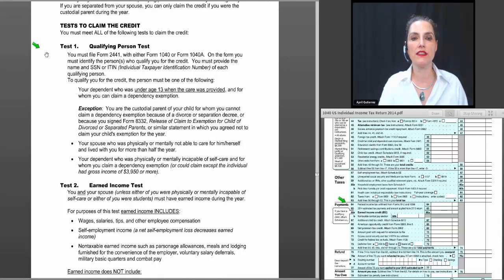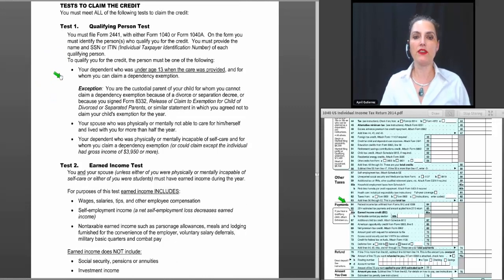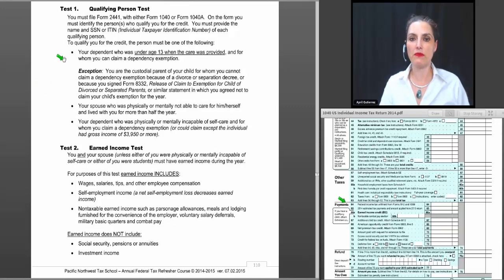The first test is the qualifying person test. You must file Form 2441 with either Form 1040 or 1040A, and on the form you must identify the person who qualifies you for the credit. You must provide the name and Social Security number or ITIN of each qualifying person. To qualify you for the credit, the person must be one of the following: your dependent who was under age 13 when the care was provided and for whom you can claim a dependency exemption.